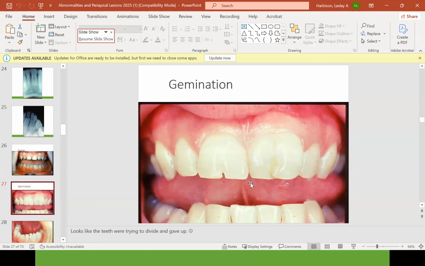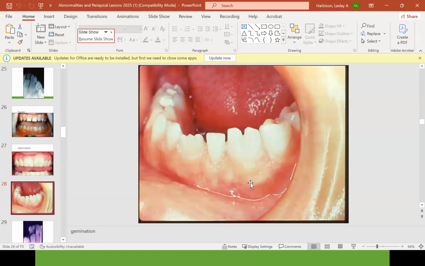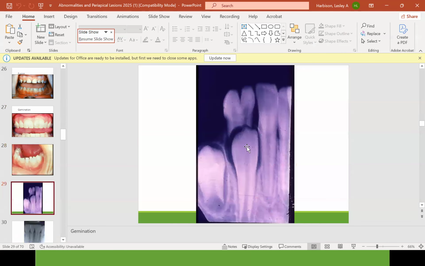Sometimes it's more obvious. Sometimes it's a little harder to tell. It's probably harder to tell in a mixed dentition like this, but you can still kind of see that it looks like one tooth trying to break in 2. So there's gemination again on slide number 28. Slide 29, it was a baby tooth that had tried to divide into 2.